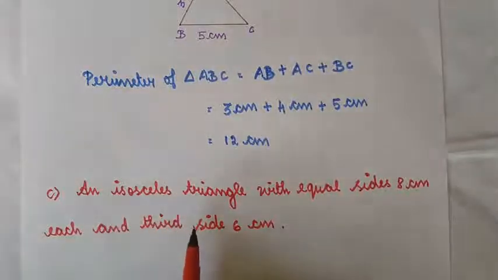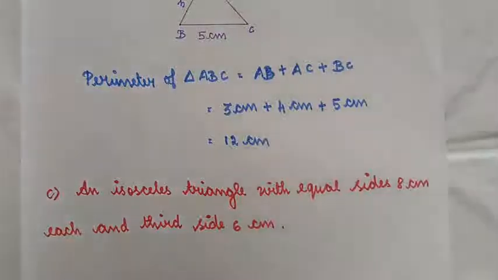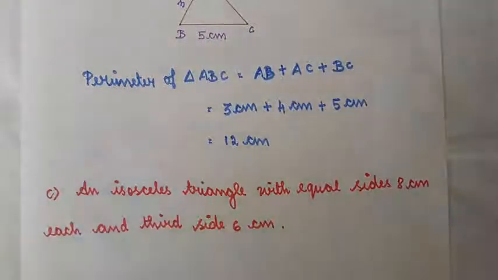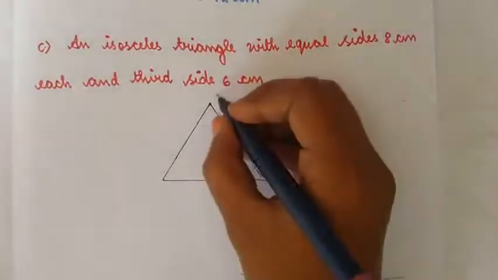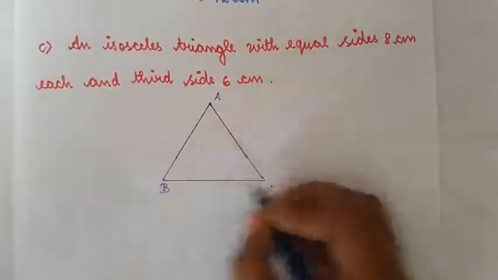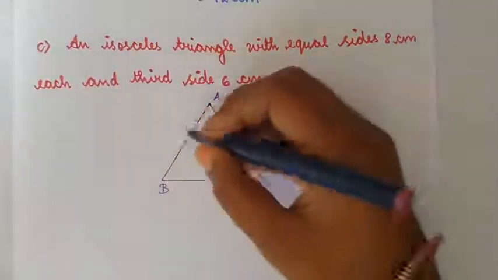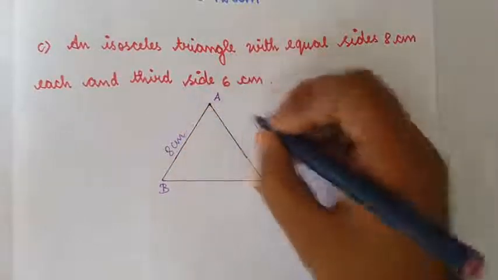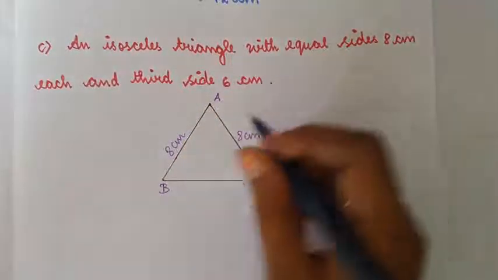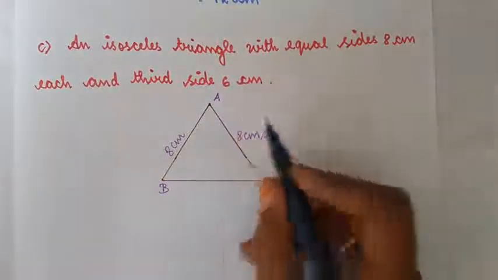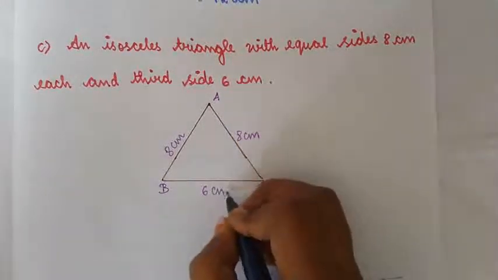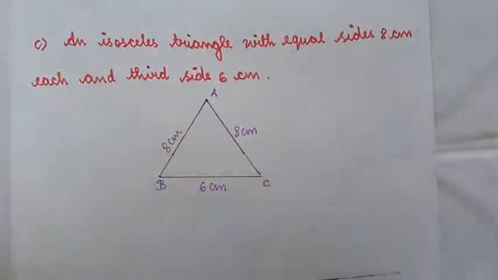What do you mean by isosceles triangle? It means any two sides of the triangle are equal. Okay. So first we have to draw an isosceles triangle. This is A, B, C. The given two equal sides are 8 centimeters. So let me take AB and AC equal to 8 centimeter and the third side is 6 centimeter. Okay, so here also we can do the same process.